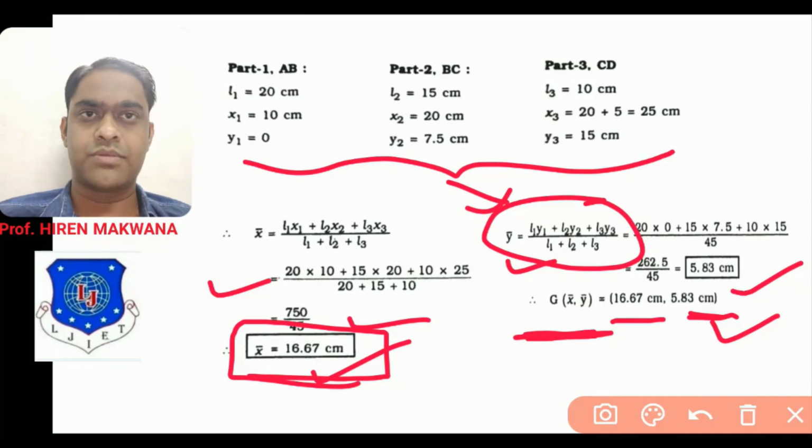We will show you many more examples. The method depends on the practice of the examples, so you have to do many more examples for the mastery, you can say, on the center of gravity. So let us check next examples in some more lectures.